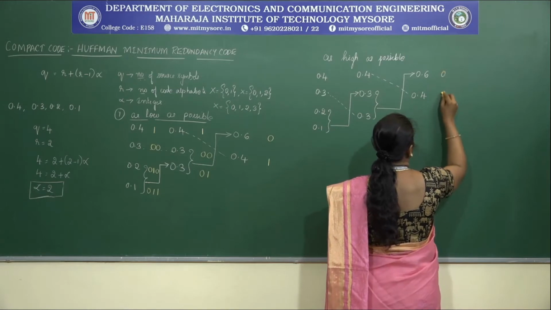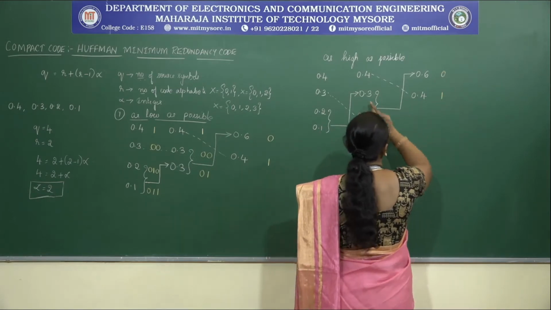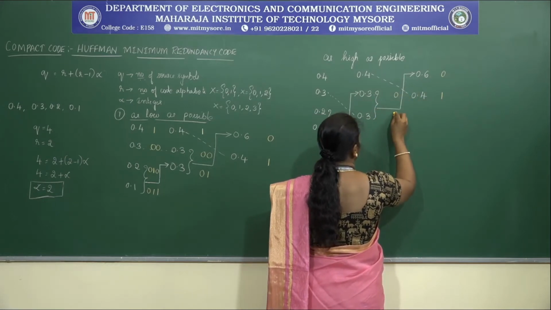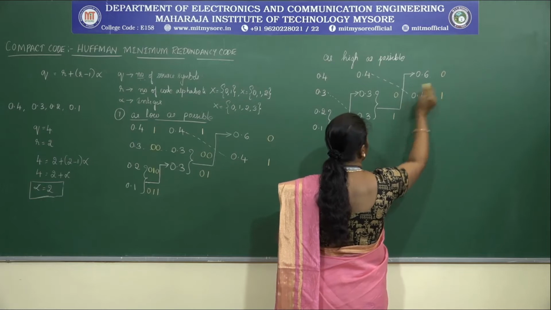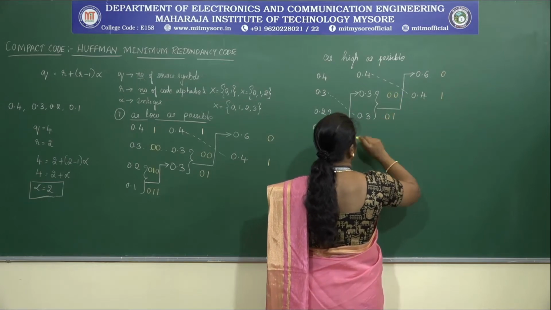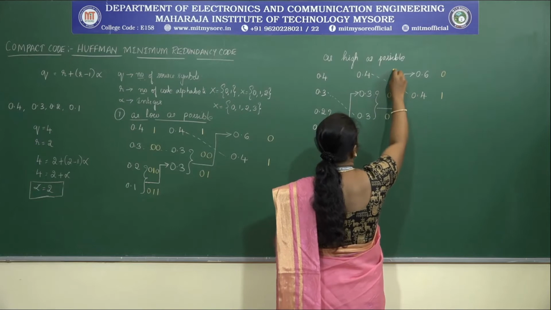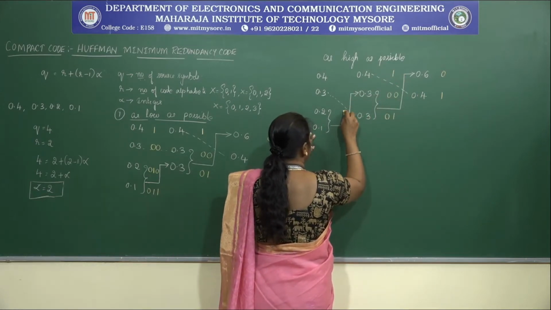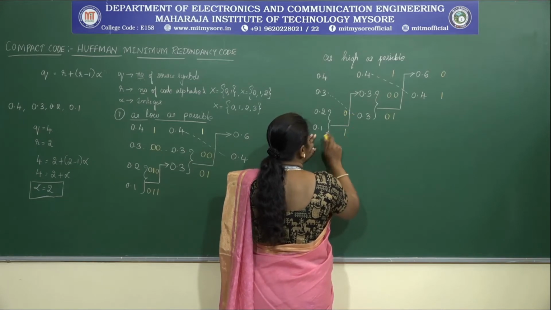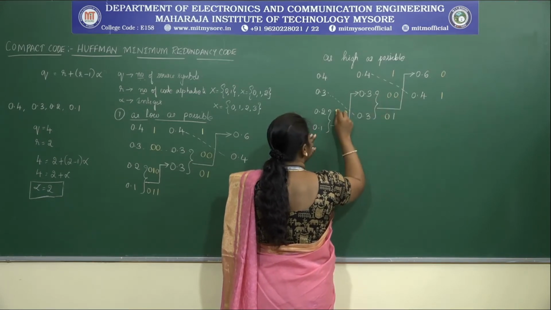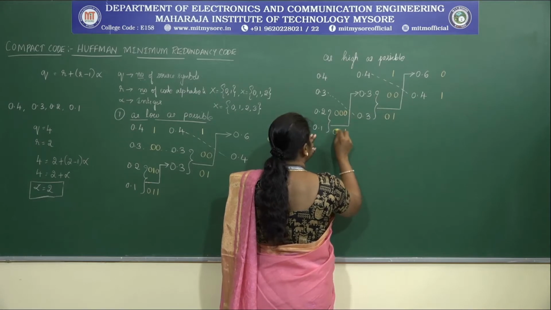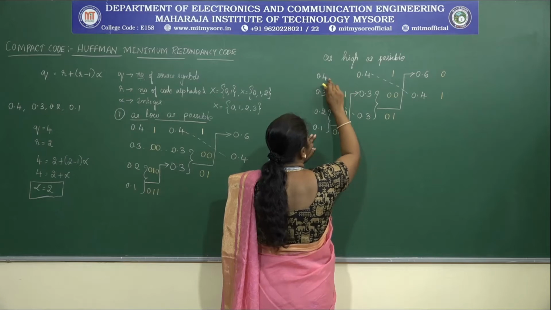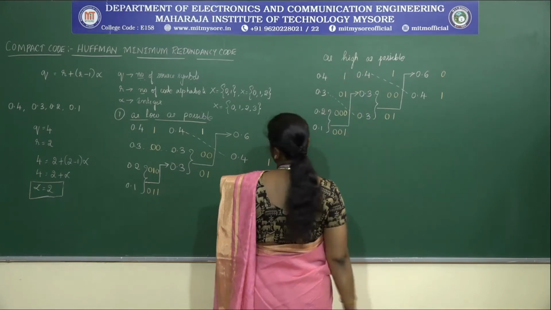This will be assigned 0 and this 1, and 0.3 and 0.3 make 0.6. So 0 and this is 1. What is the 0.6 value? It is 0 assigned to this. Then the 0.4 value is 1. Then we have 0.2 and 0.1, so it is 0 and this is 1. What is the 0.3 value? It is 0, 0. So it is 0, 0, 0, 0. Then the 0.3 value is 0, 1. What about 0.4? It is 1.